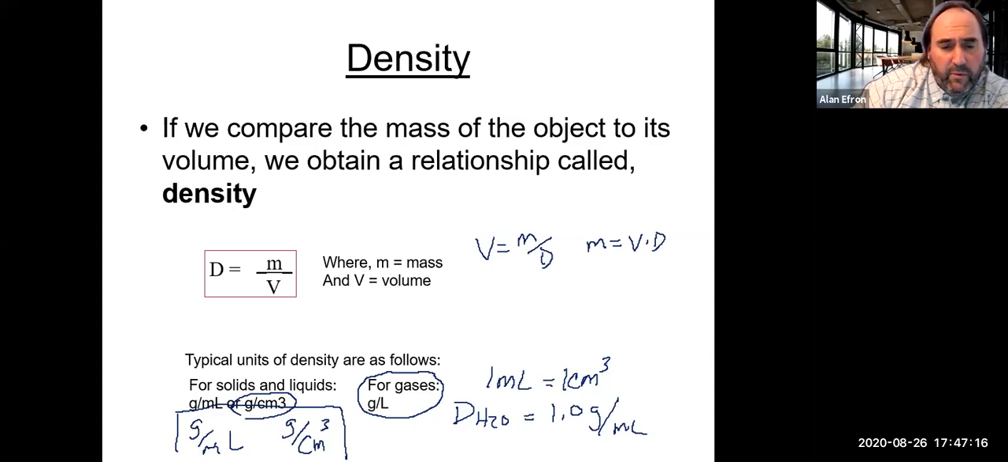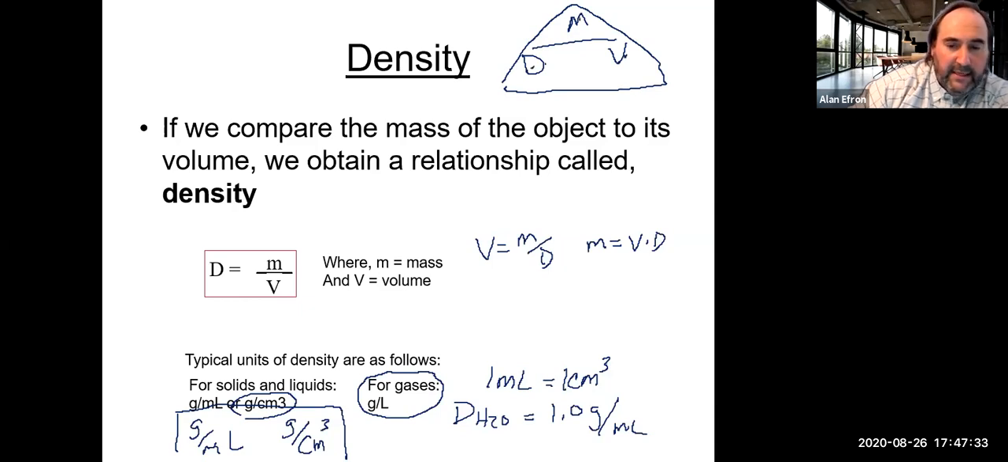Now, sometimes people will remember this by the DMV. Everybody loves the DMV here, the DMV triangle. So you've got a nice little DMV triangle going on. Density is mass divided by volume. Volume is mass divided by density. And mass is density times volume. So sometimes that's an easy way to remember how to properly rearrange these.